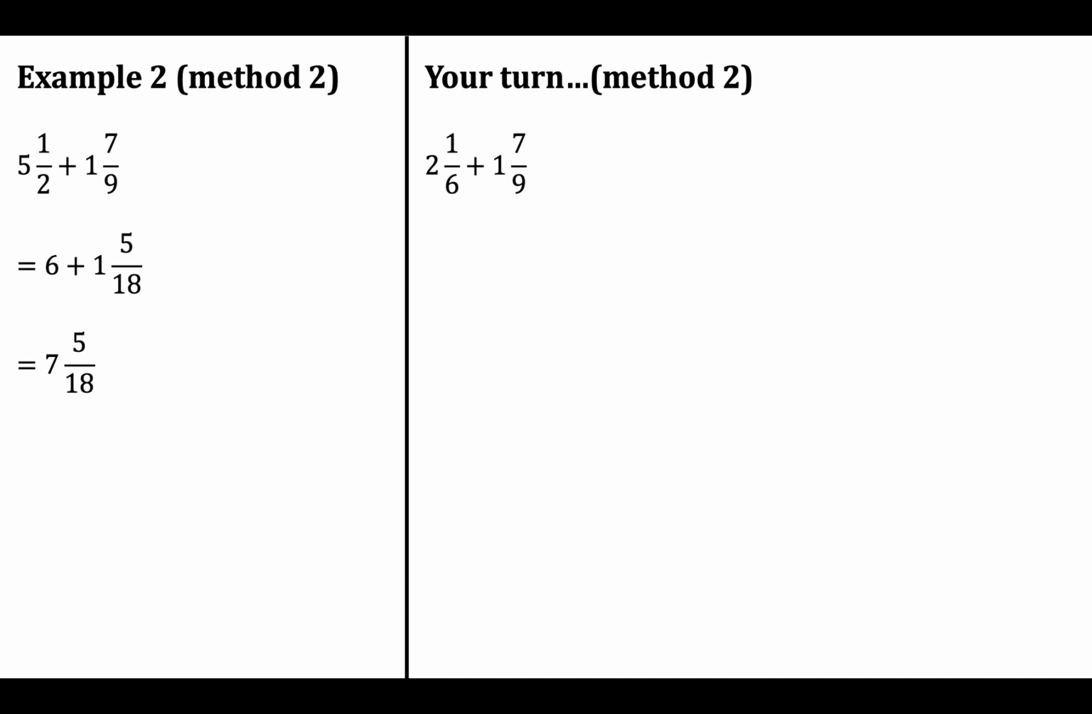Welcome back. So using method 2, 2 plus 1 gives us 3. We then have 1/6 plus 7/9. We need common denominators here, which will be 18. So 1/6 in terms of 18ths is 3/18ths, and 7/9 in terms of 18ths is 14/18ths. Altogether that gives us 17/18ths. And going back to the question that we were asked originally, 2 and 1/6 plus 1 and 7/9, that's the same as 3 and 17/18ths. So altogether we have 3 and 17/18ths.